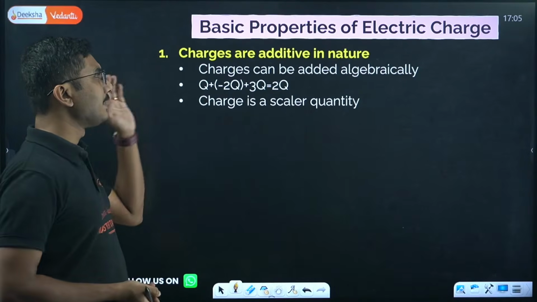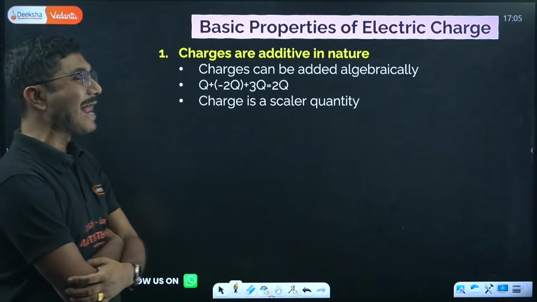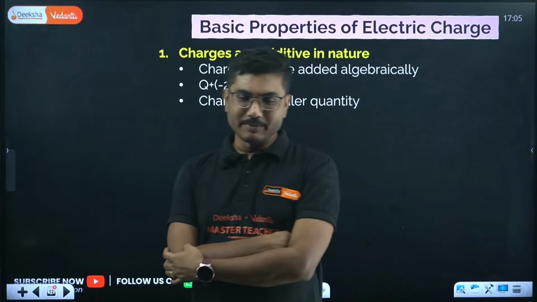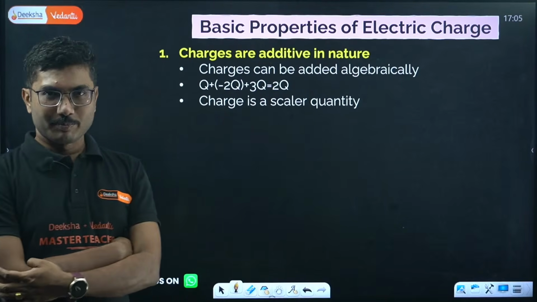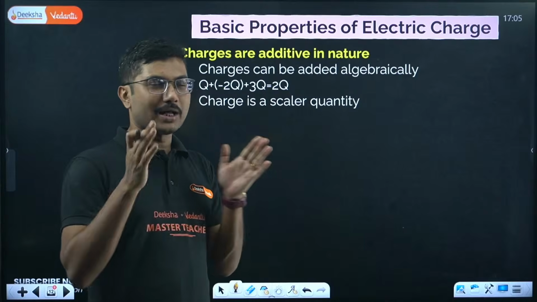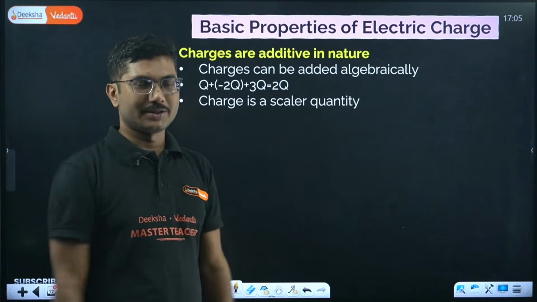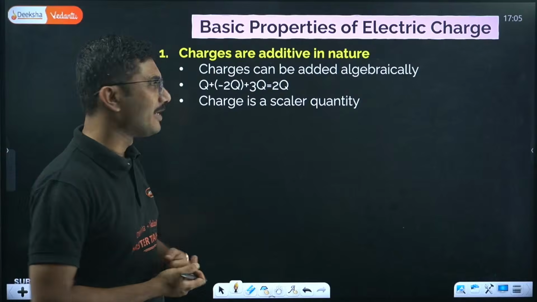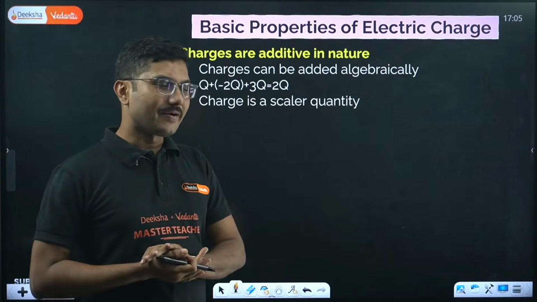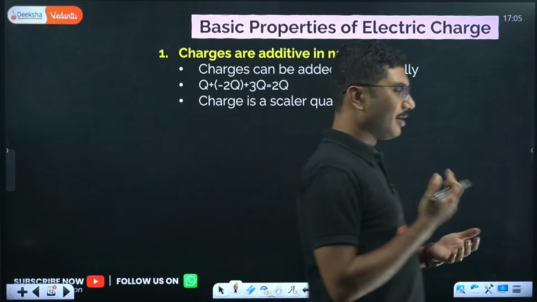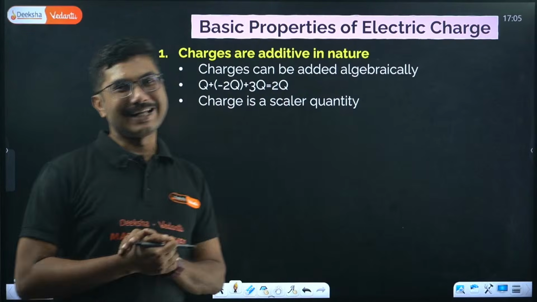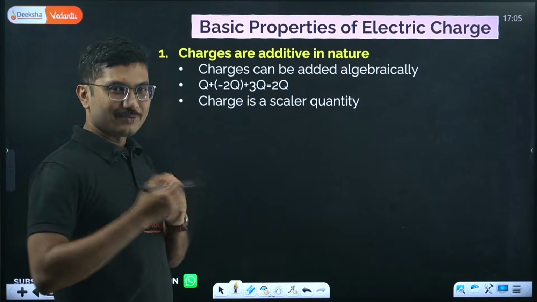First property is charges are additive in nature. What is the meaning of additive? Additive means like Fevicol gum, right? So, if you add one on another, they get merged, right? So, Fevicol gum is an additive. Similarly charges are also additive, but one difference is that Fevicol can add only positive with positive, but charges can be added with negative as well. Okay. So, that is one difference.